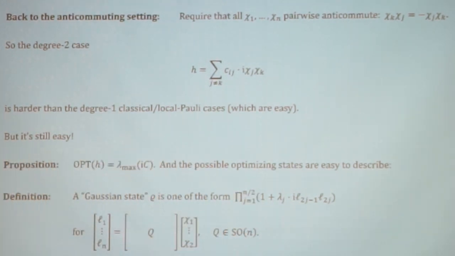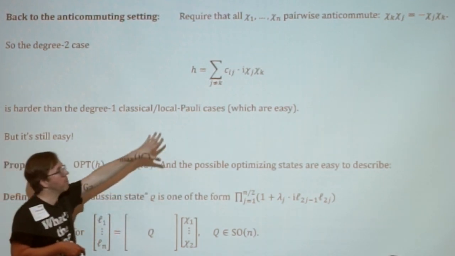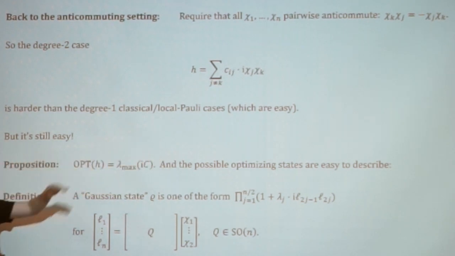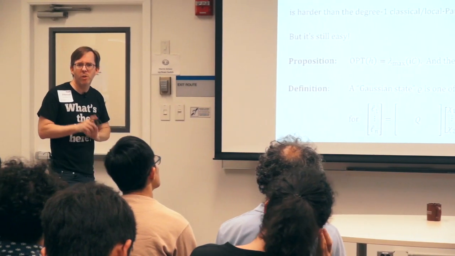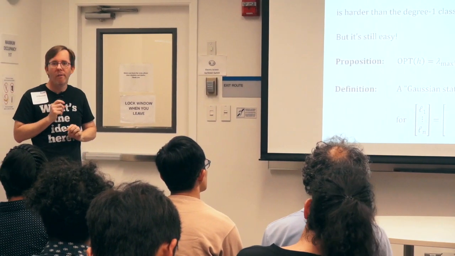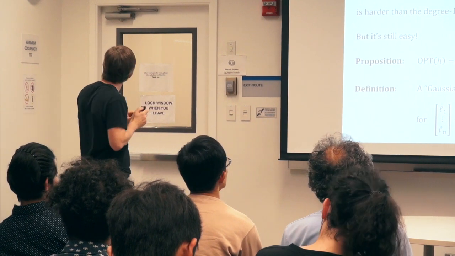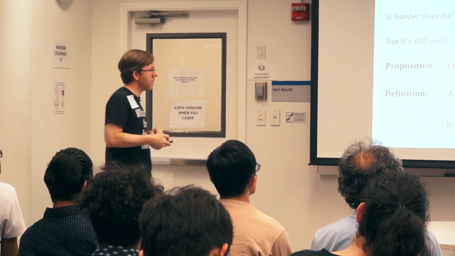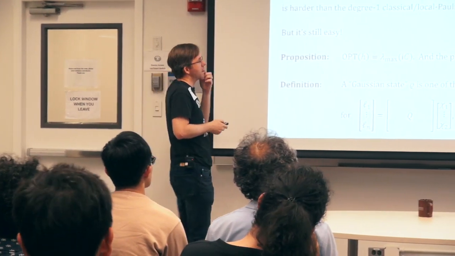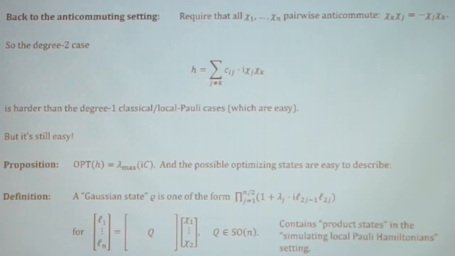And given any Hamiltonian, it's easy to evaluate the value you get of that Hamiltonian under this Gaussian state. It's a formula, and the states that are like this are exactly all the possible optimizers of degree 2 Hamiltonians. Is there a question? So it's a nice class of states. And it's exactly the states you need to solve degree 2.